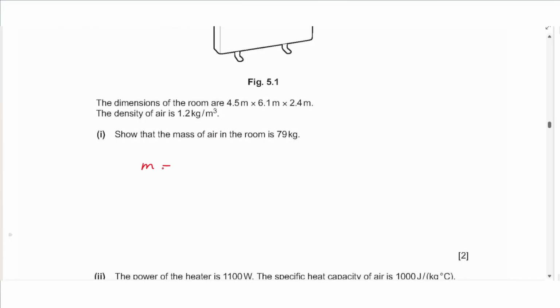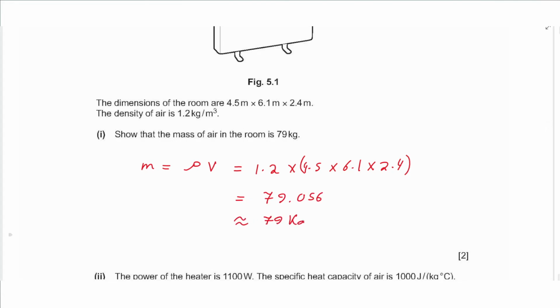So mass is equal to density multiplied by volume. So we multiply 1.2 by 4.5 by 6.1 by 2.4, which are the dimensions. So this part is the volume. This gives a value of 79.056, which is approximately 79 as required in the question.